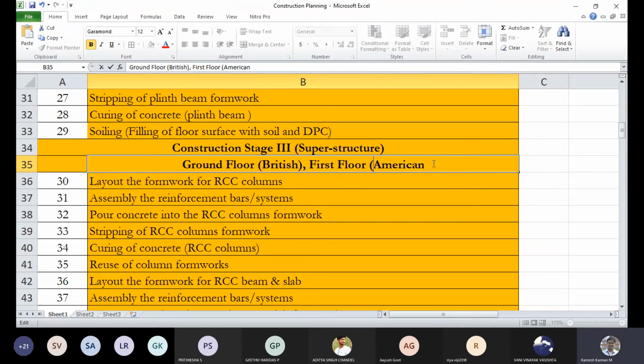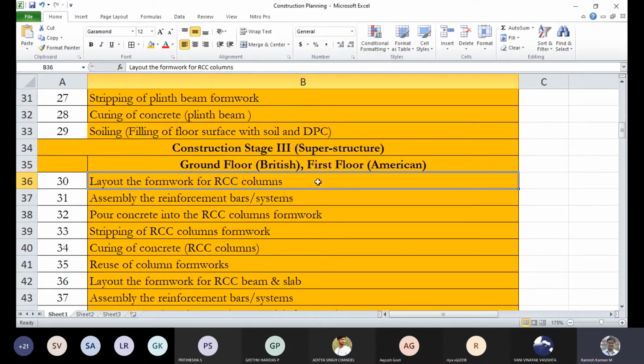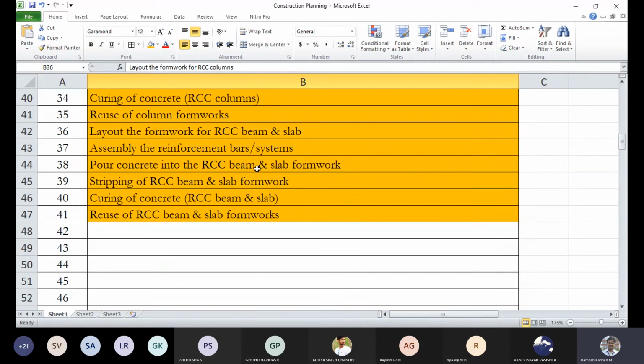So understand that the ground floor concept is not there in America. They call first floor anything above the ground. So depending upon the client you work for, you should really change these aspects.